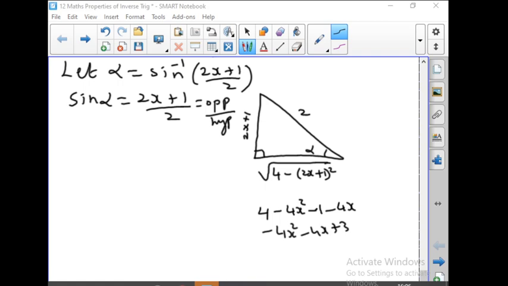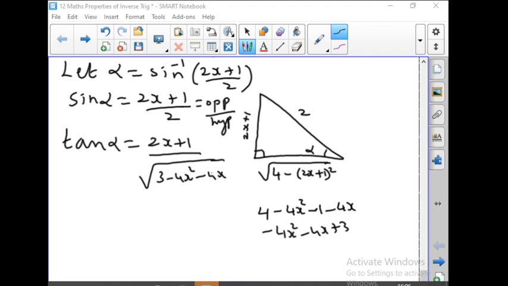Now we have to find what is in the question. The question is tan of sine inverse of x. So we have to find tan. Tan alpha is equal to opposite by adjacent. The opposite is 2x plus 1, and the adjacent is root of 3 minus 4x square minus 4x. So this is tan alpha.